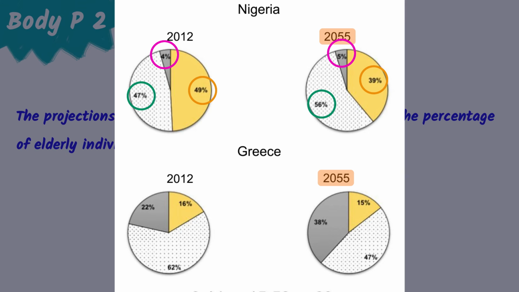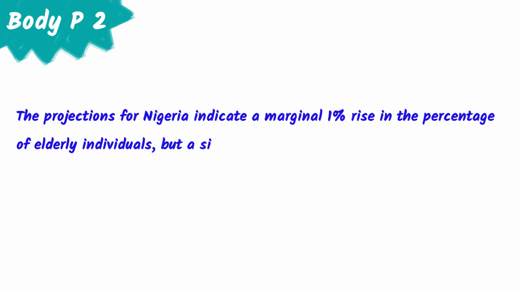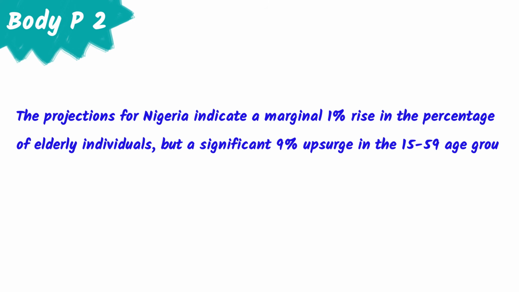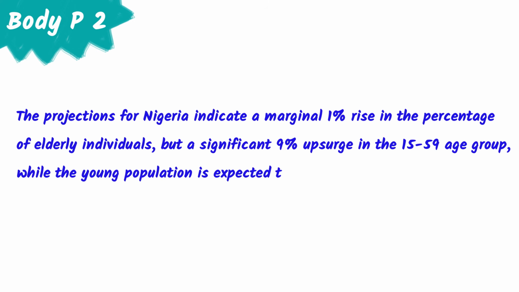But as you can see, for age group 15 to 59, there is a 9% increase from 47 to 56, right? So, a significant 9% upsurge in the 15-59 age group, while the young population is expected to dwindle by 10%. Dwindle means decrease. So I'm just using so many words here, so many synonyms here, not to sound repetitive for you, right? So 10% dwindle. Now, let's talk about Greece.